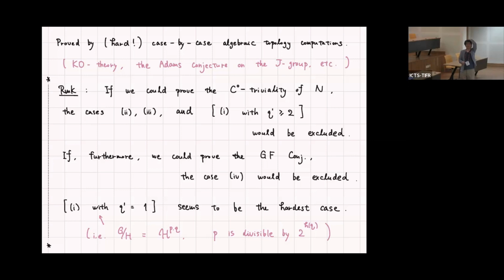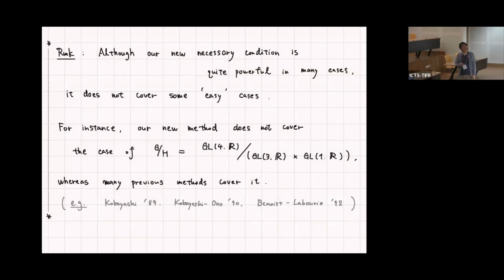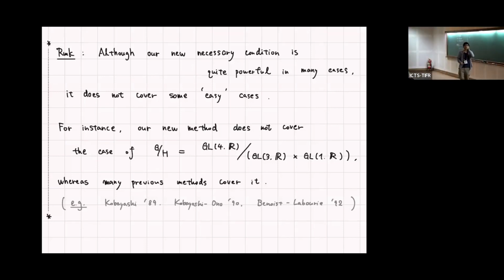P and Q that do not satisfy our condition. This case cannot be solved even if we could solve the geometric fibration condition. So in some sense, this case is the most difficult case. And I should also mention that although our new method is quite powerful in many situations, it does not cover some easy cases. Like, for instance, our new method does not cover the case of G mod H equals GL4 R mod GL3 R times GL1 R, basically because in this case, the quotient manifold K mod K intersection H is RP3 and N is its tangent bundle, and RP3 has a trivial tangent bundle because it's just SO3.